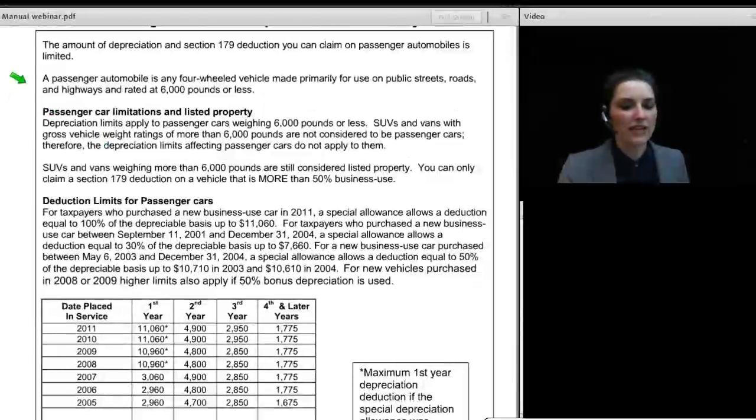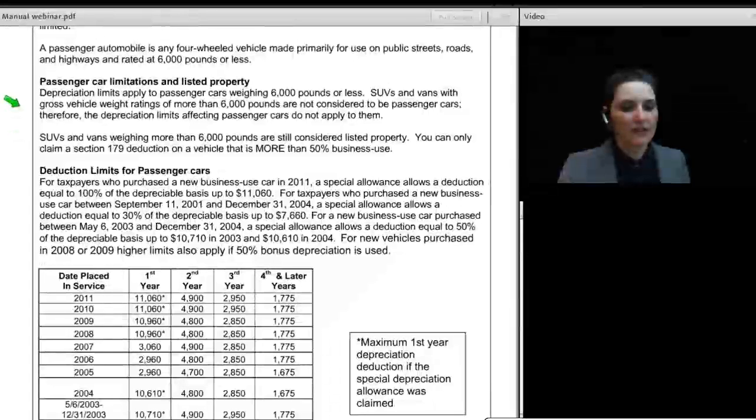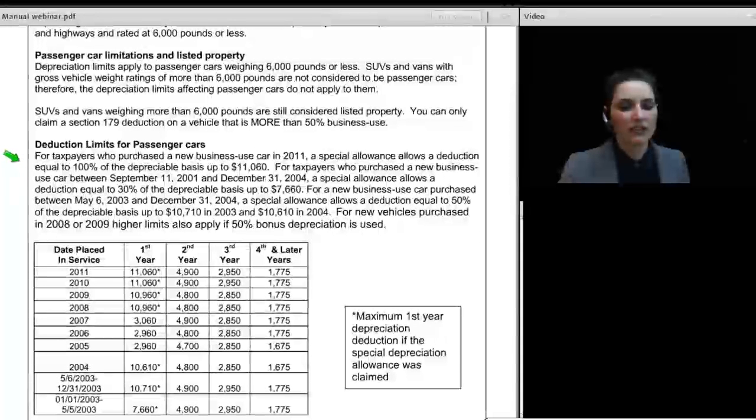A passenger automobile is any four-wheeled vehicle designed primarily for use on public streets, roads, and highways and rated at 6,000 pounds or less. Passenger car limitations and listed property. Depreciation limits apply to passenger cars weighing 6,000 pounds or less, but SUVs and vans weighing more than 6,000 pounds are still listed property, and a Section 179 deduction is only allowed for business use that is more than half.